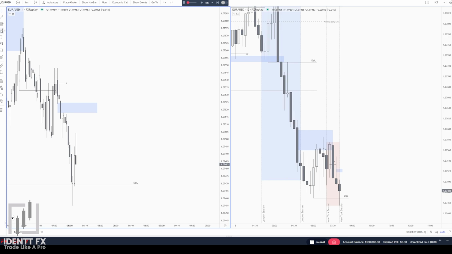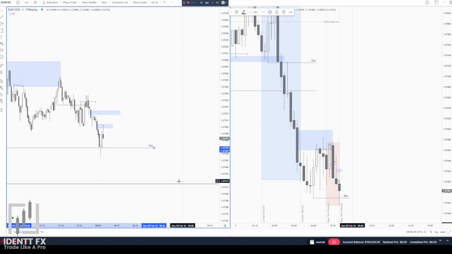And given that I do like the reaction that we had right here, and if we take a closer look at the displacement leg, and I know this draw on liquidity got hit, but this was just a short time draw. As you can see, this right here is our higher time frame draw on liquidity from the 4-hour. Let me quickly go back to that.